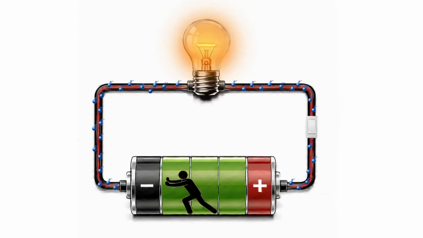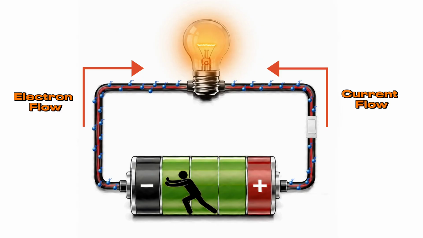Here is another interesting point about electric current. In a metal wire, the actual electrons move from the negative terminal towards the positive terminal. However, when scientists and engineers talk about the conventional direction of current, they consider current to flow from the positive terminal towards the negative terminal. So, remember this difference. Electron flow is from negative to positive, while conventional current flows from positive to negative.